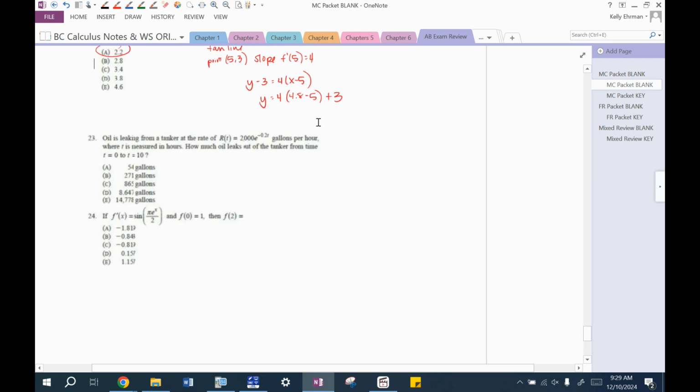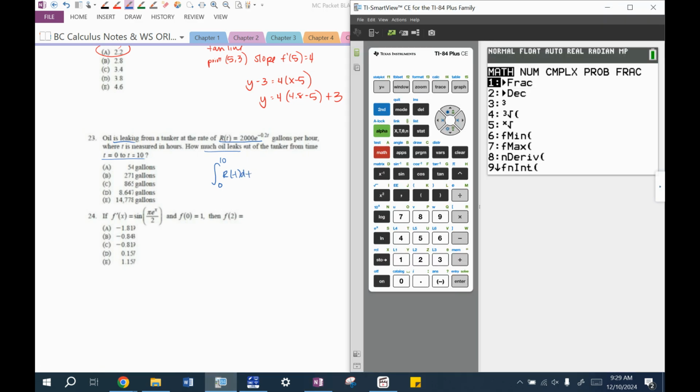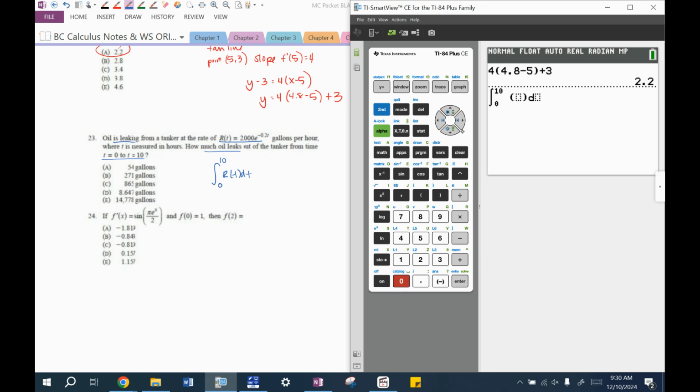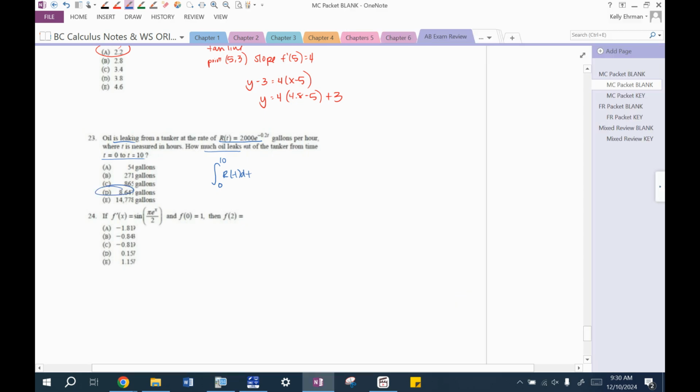All right. Related rates. Oil is leaking from a tanker at a rate of R of T gallons per hour, where T is measured in hours. How much oil leaks out of the tanker from 0 to 10? So that's just the integral from 0 to 10 of R of T dt. That'll tell us how much leaks out. So math 9, 0 to 10, 2,000 e to the negative 0.2x dx. 8647, I guess we're going to go with D.